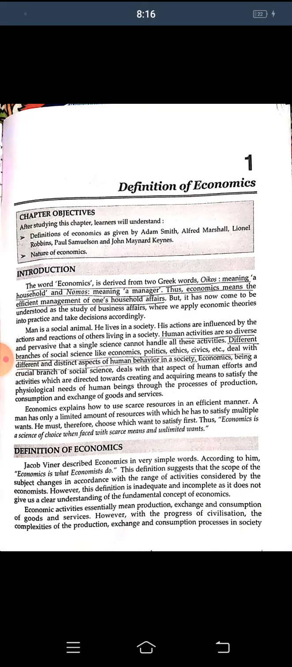As human beings are social animals, their actions are influenced by the actions and reactions of other living things in the society. Similarly, human activities are so diverse that a single social science cannot describe them. Thus, different branches of social science try to describe the actions which human beings take in the society. Different branches are like economics, politics, ethics, civics, etc. Many more branches are there.